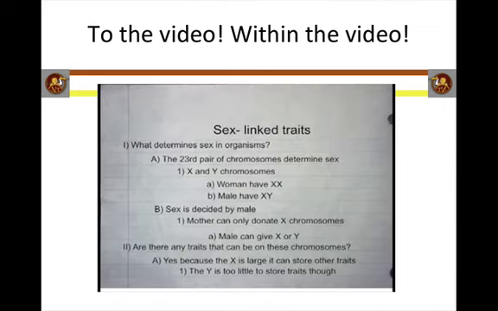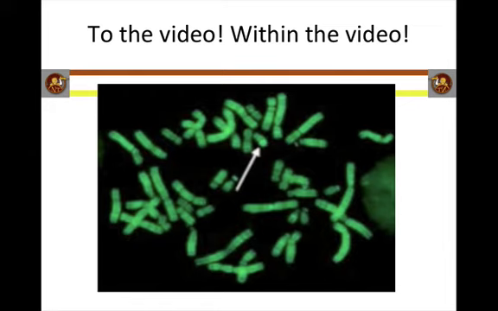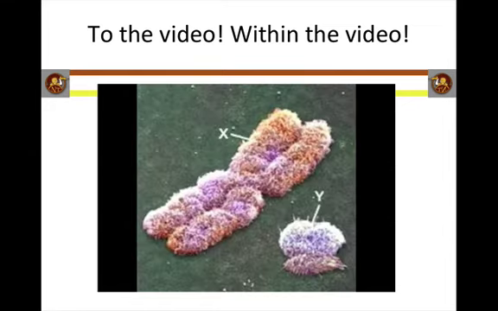Are there any traits that can be on these chromosomes? Yes, because the X is large, it can store other traits. However, the Y is too little to store traits. If we examine the chromosomes, we can see that the Y chromosome is actually much smaller than the X chromosome. This means that the X chromosome can carry it can carry certain traits. The Y chromosome is too small, and therefore won't carry as many.